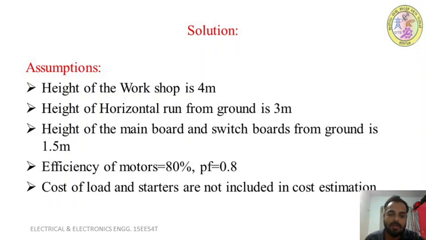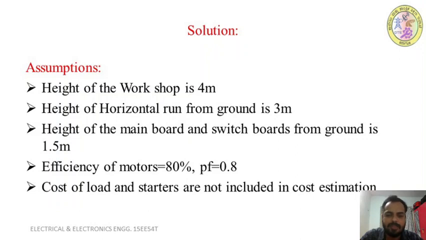Next is the efficiency of motors is 80%. We are assuming all the motors have an efficiency of 80%, and the power factor is 0.8. Even though it is not given, we are assuming that. So the motor efficiency is 80% and the power factor is 0.8.